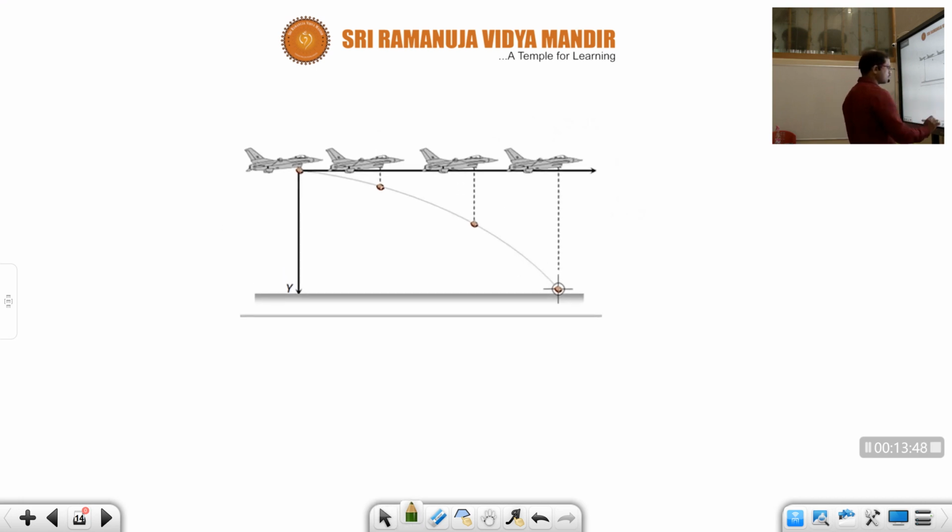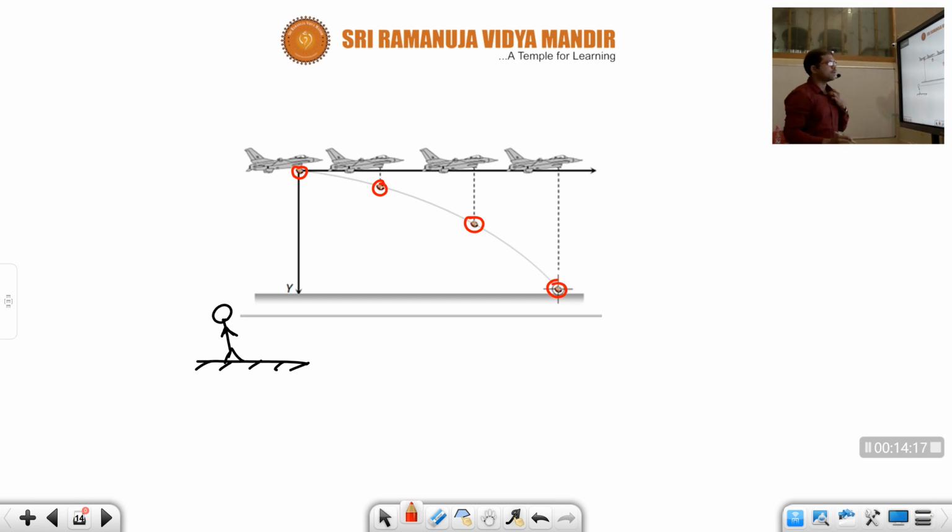let us consider here one person is standing over the ground, and he is observing the bomb dropped by the plane. Here is a bomb, children. Here is a plane, and what is this plane doing, children? It is dropping a bomb. Like a war machine, it is dropping a weapon, a bomb, an explosive, whatever.